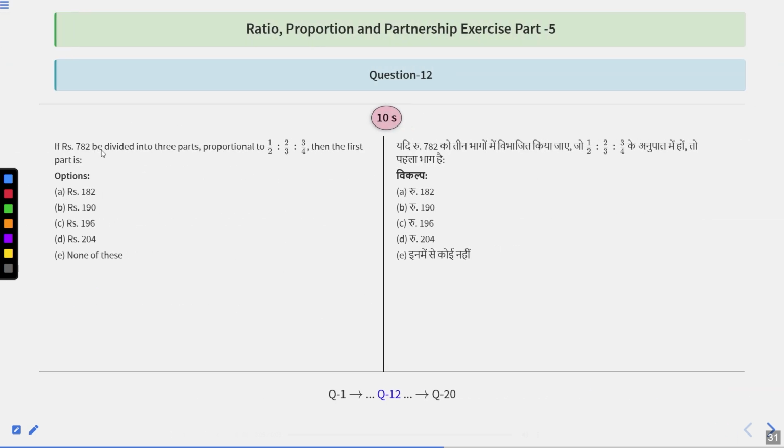If rupees 782 is divided into 3 parts proportional to 1/2, 2/3, 3/4, then the first part is? You have 5 options and 10 seconds to analyze the question. Your time starts now.